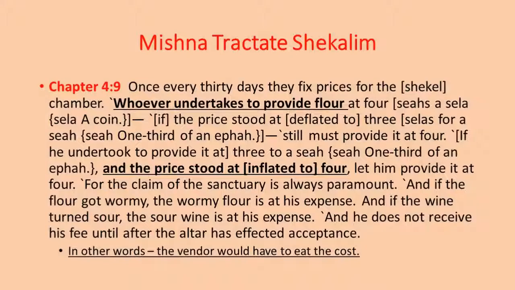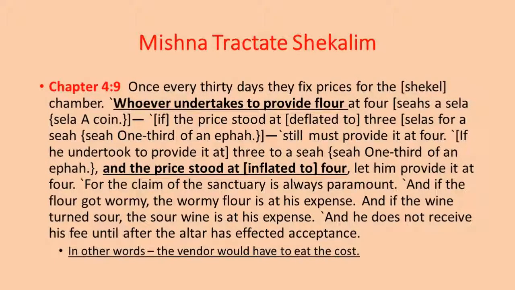So he says, whoever undertakes to provide the flour at 4 seahs a selah, a coin. If the price deflated to 3 seahs for a selah, 1/3 of an ephah, he still must provide it at 4. So if there was deflation, you still have to pay 4. Okay, you'll see why they do this in a minute.